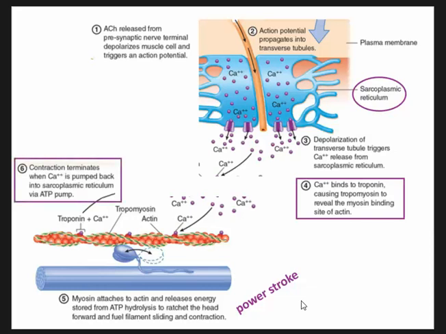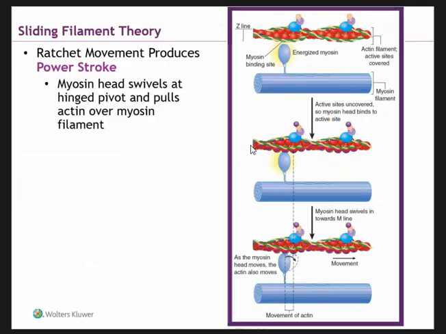Once we're done with the contraction phase, contraction terminates when the calcium is pumped back into the sarcoplasmic reticulum. So this calcium here, it doesn't get wasted. It doesn't just disappear. It's pumped back up. So we have this ATP pump, and that pump is going to help get calcium back into the reticulum. But let's go into step 5 in more detail.